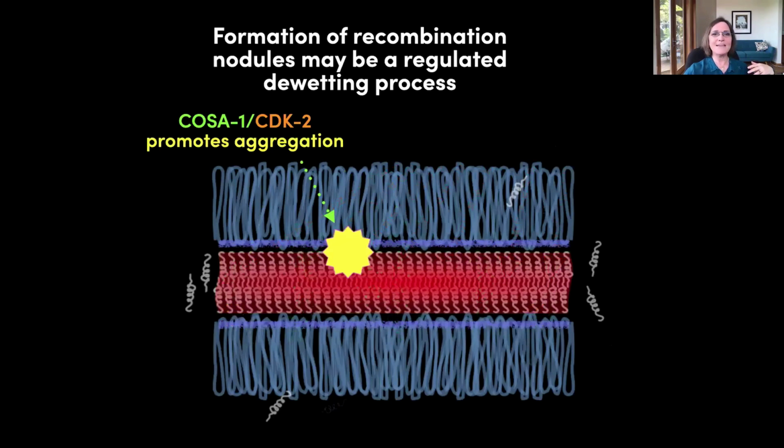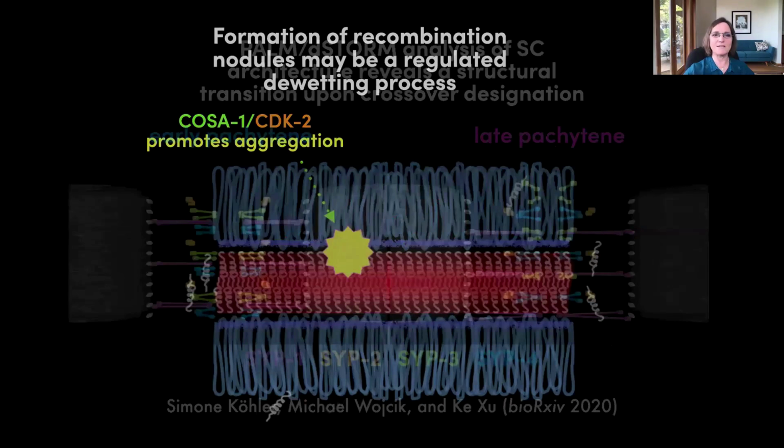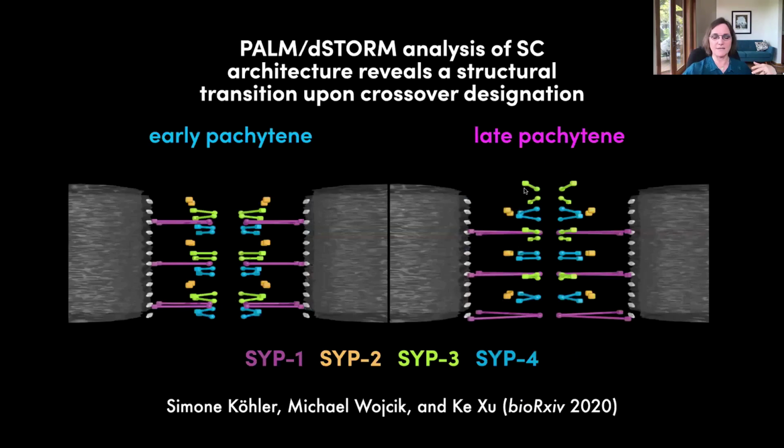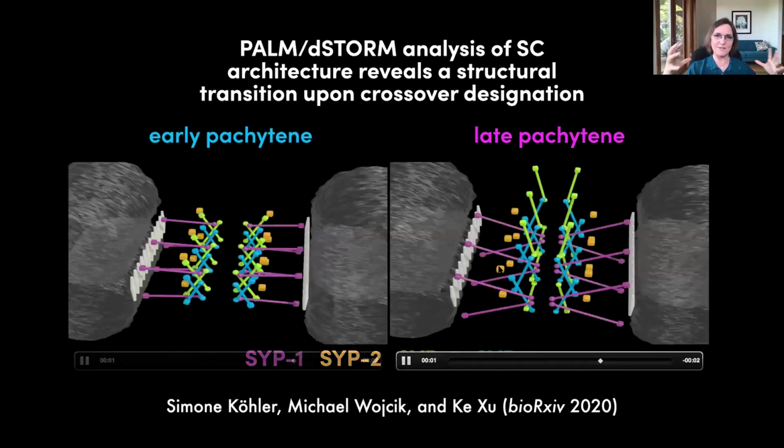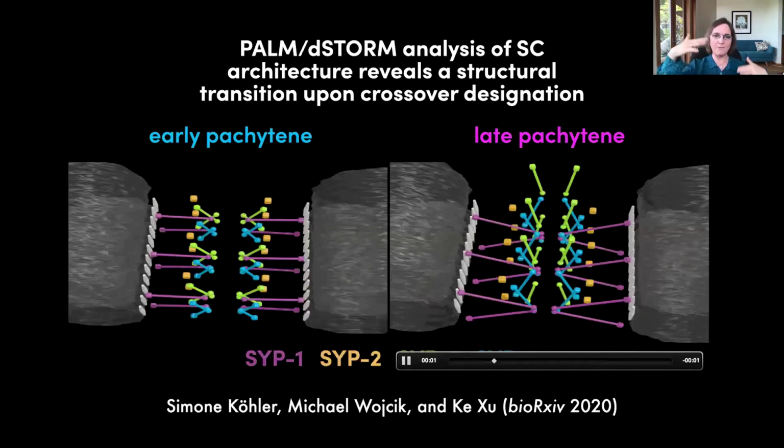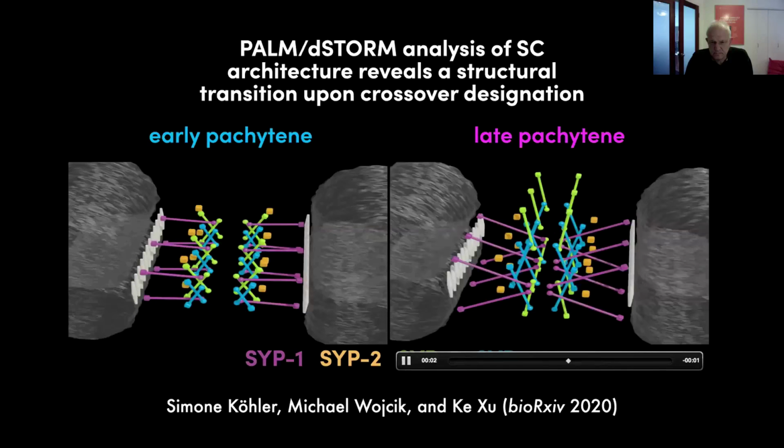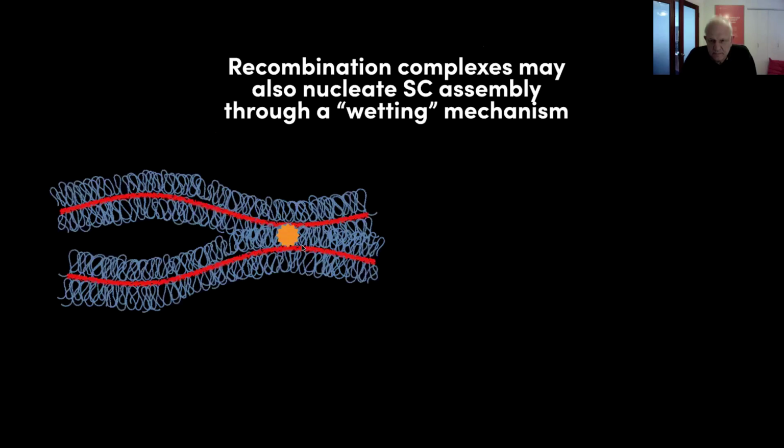It's also consistent with the fact that we see a structural change in the synaptonemal complex that accompanies crossover designation, which is consistent with the idea that the SC is actually an active participant in this process, and that some of the regulation may actually target the SC rather than the crossover proteins, or in addition to the crossover proteins.